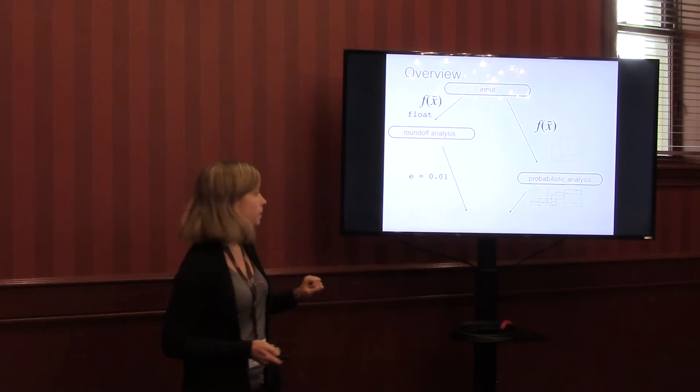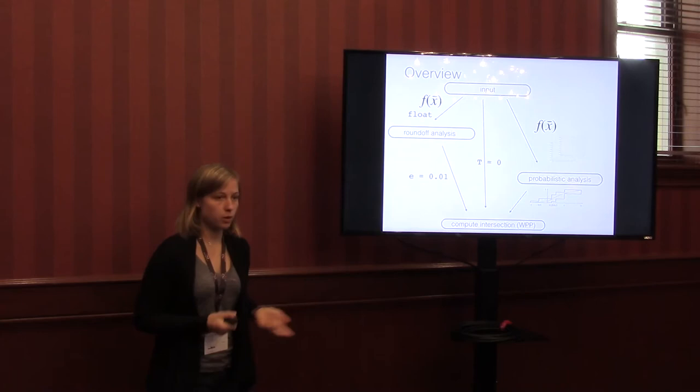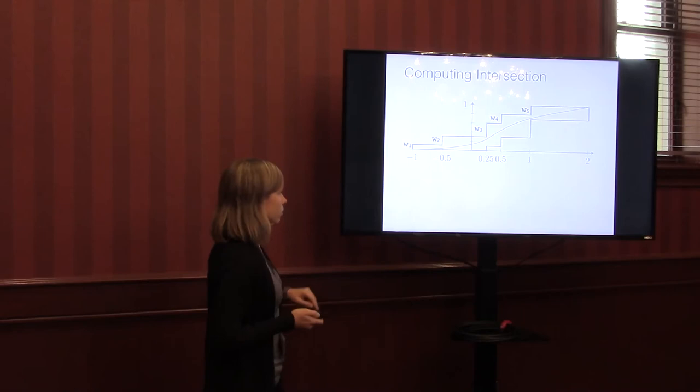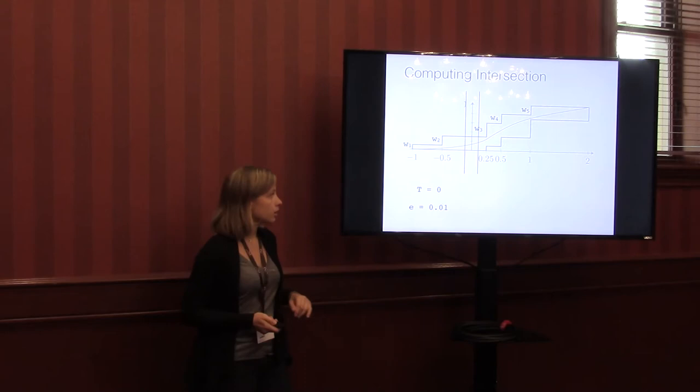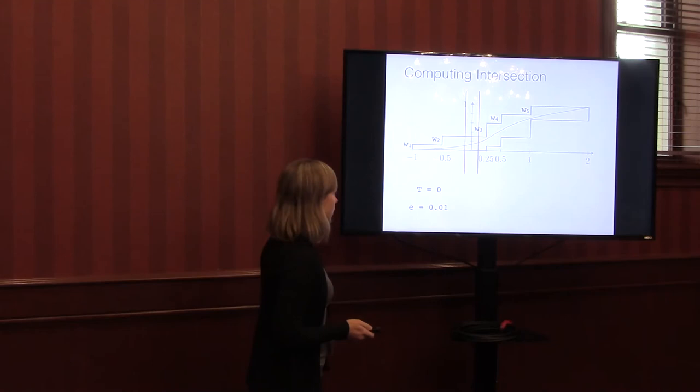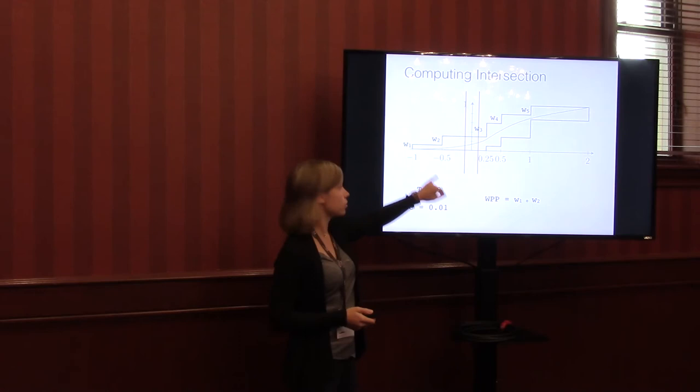Together with the error threshold, then, we can compute the wrong path probability. And we do this by computing the intersection. So if this was the final distribution that we computed, and suppose the decision threshold was 0 and the error was 0.01, then this means that we're interested in this band around 0. And as you can see, this band intersects with the focal element with weights W2 and W1. So this means that the probability will be W1 plus W2.